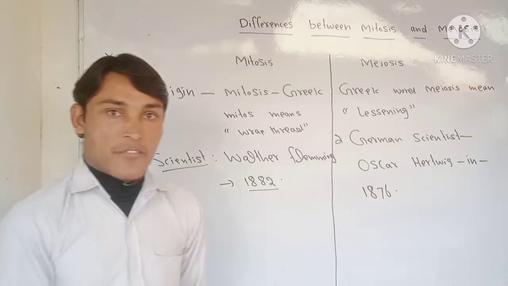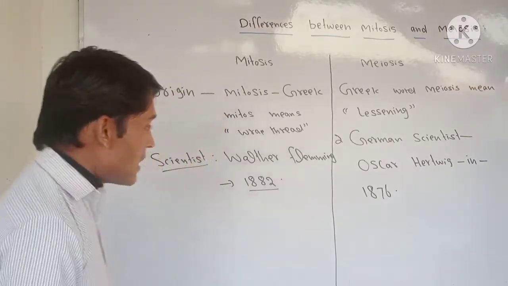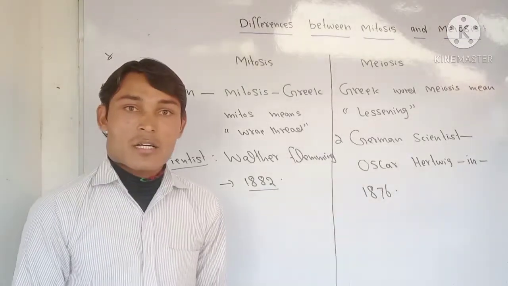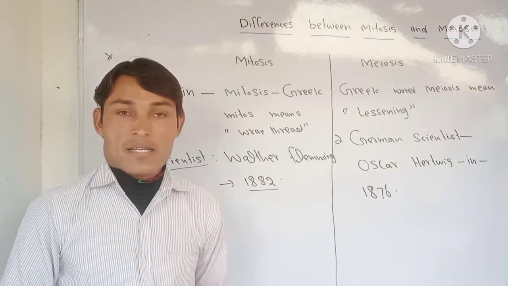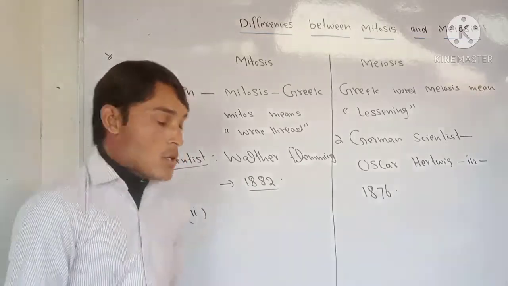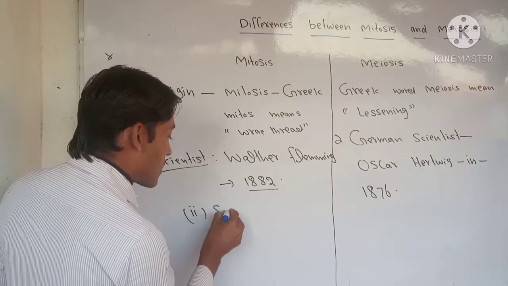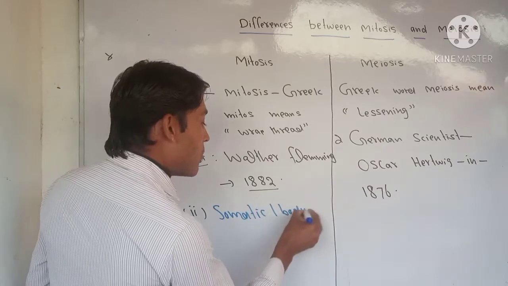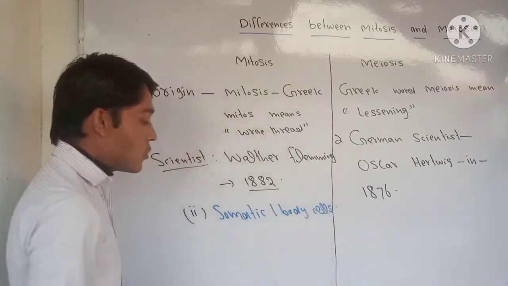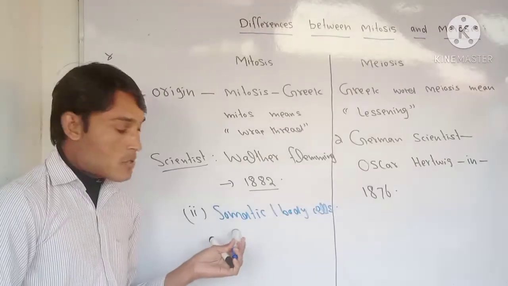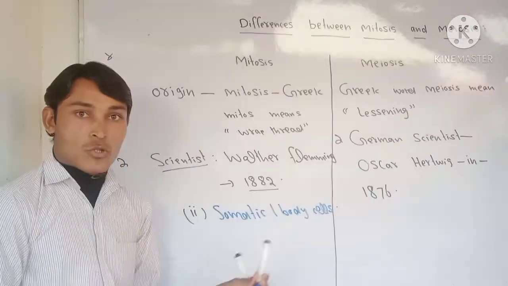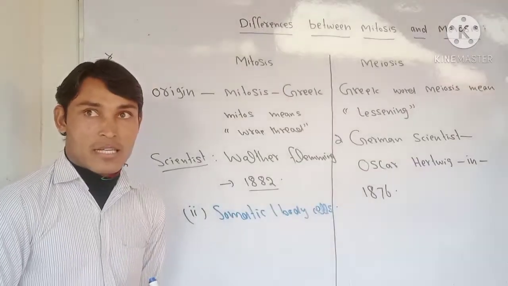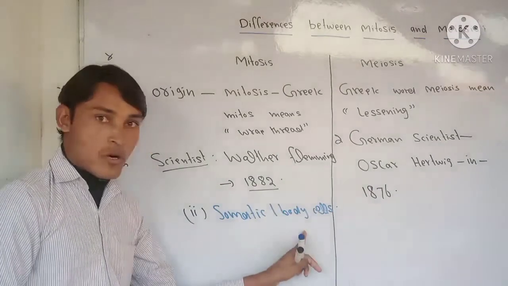Now let's talk about the second difference. Mitosis occurs in somatic cells. Somatic cells are also called body cells. Those cells, except germ cells, are called somatic or body cells.